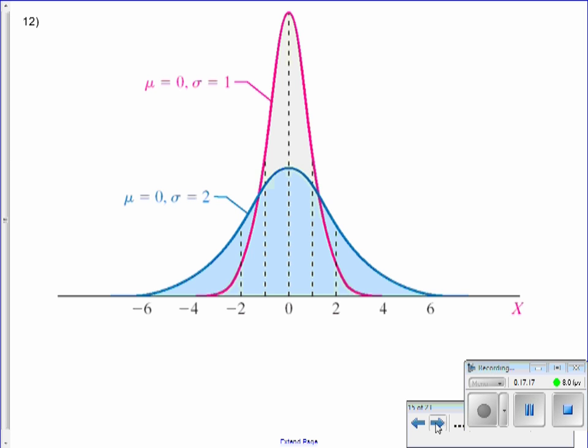Yes? Okay, so how does the mean play into... The mean does not play into the standard deviation at all. So you see that both of these have a mean of 0. So it's still at the same spot.